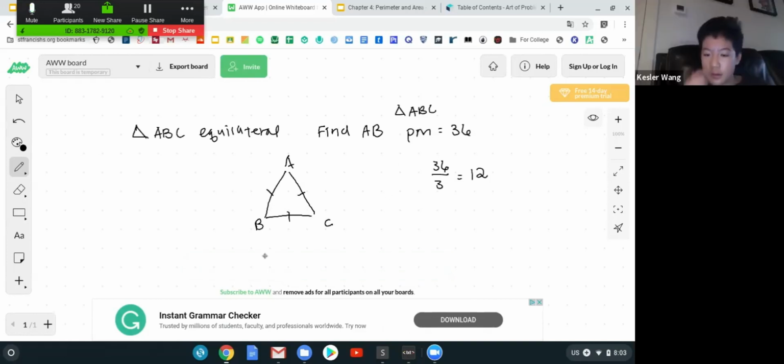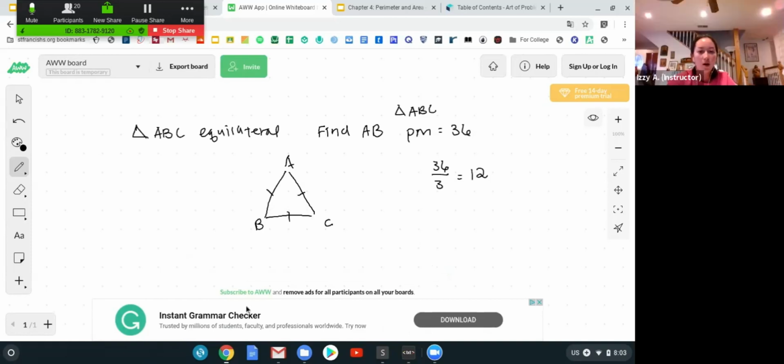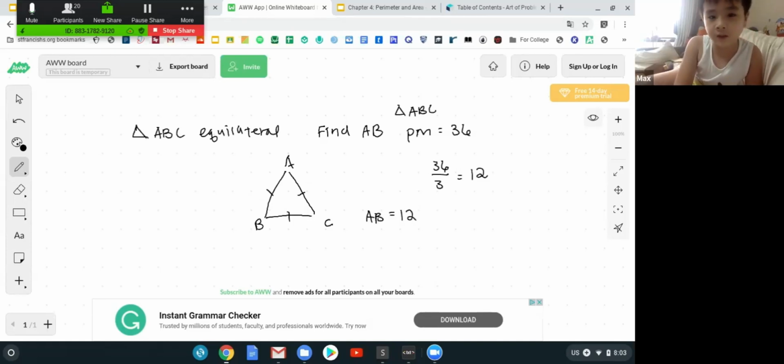Yeah, no problem. Okay, so that's actually basically our answer because there's 3 sides. Divide by 3, you get 12, and it's the side measurement of one side. So basically, AB is equal to 12, only if it's equilateral. But if it's isosceles, then it isn't going to be equal to 12.